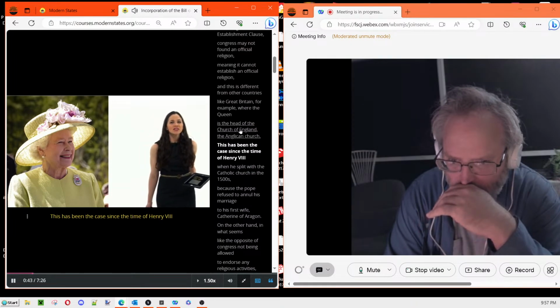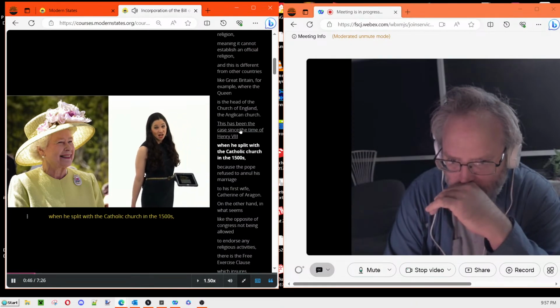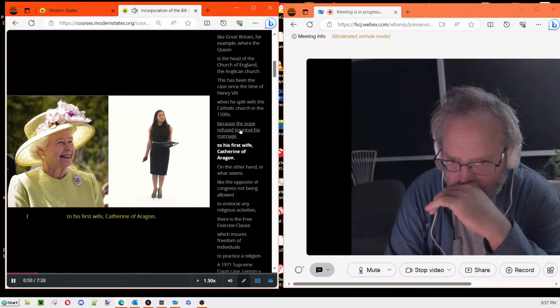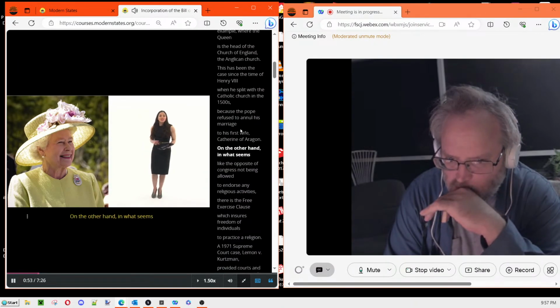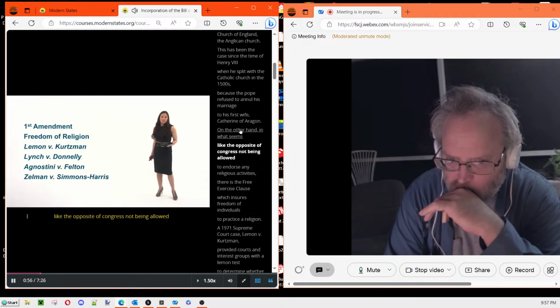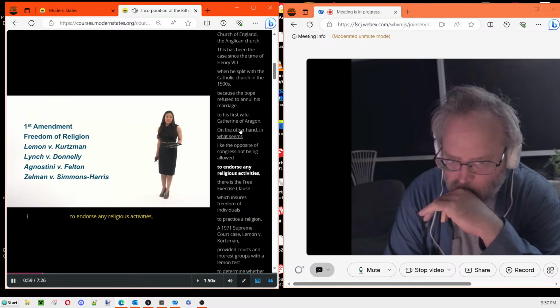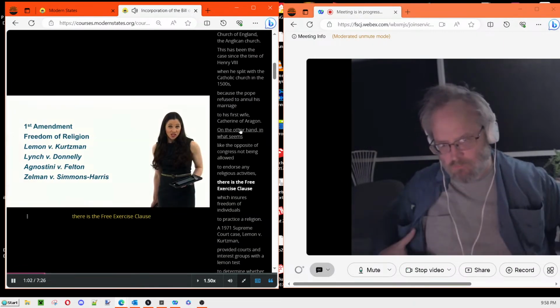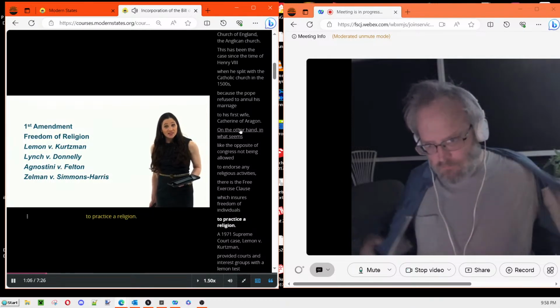This has been the case since the time of Henry VIII, when he split with the Catholic Church in the 1500s, because the Pope refused to annul his marriage to his first wife, Catherine of Aragon. On the other hand, in what seems like the opposite of Congress not being allowed to endorse any religious activities, there is the Free Exercise Clause, which ensures freedom of individuals to practice a religion.